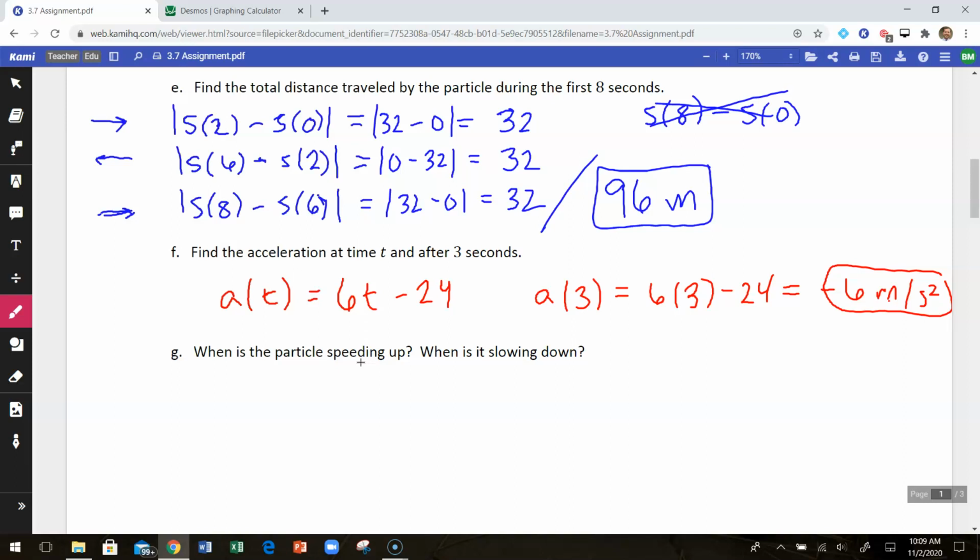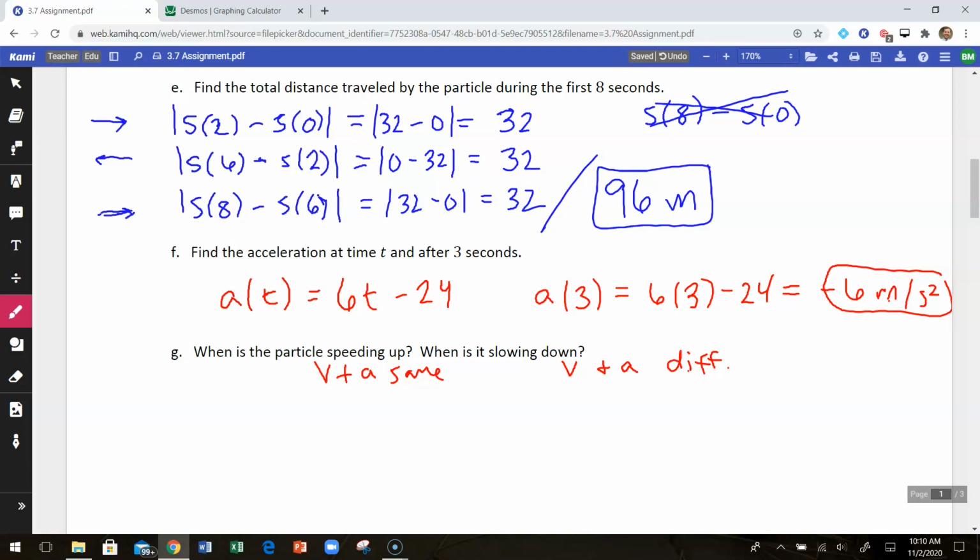So what you need to think about here is that when the particle is speeding up or slowing down, your velocity and acceleration functions both come into play. For speeding up, you need velocity and acceleration to be the same sign. For slowing down, you need them to be different. If we match up velocity and acceleration, the particle is going to speed up. If they're different, it's going to be slowing down.